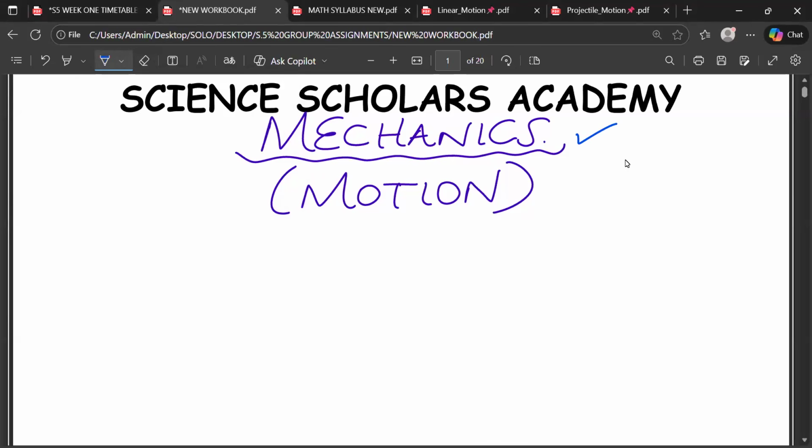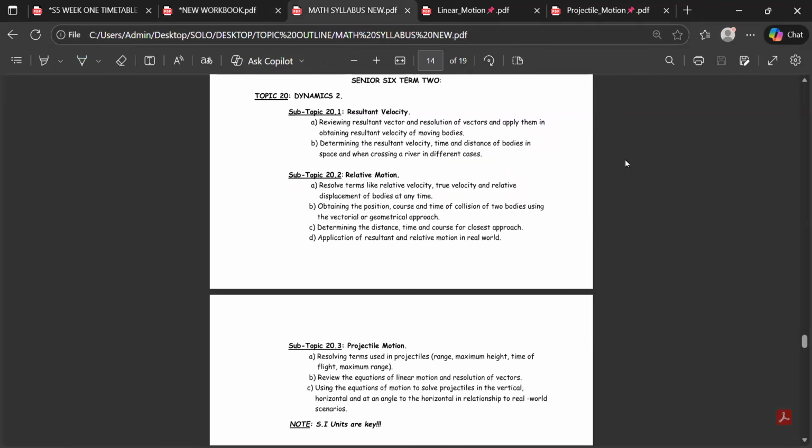But of course, before we go into the details of motion, let's first see what the syllabus wants you to know as far as mechanics is concerned, because I'm going to teach some things which are not in the book, but you need them. So I need to alert you early enough so that you know why we are doing what we are going to do. Okay. Now, the math syllabus book is there.